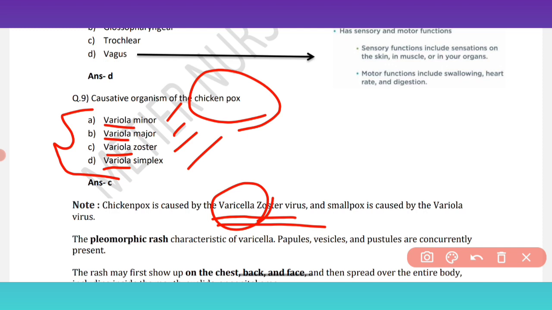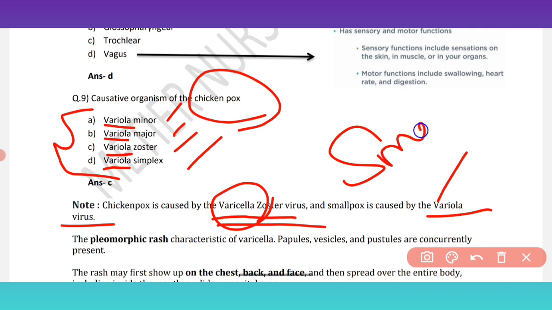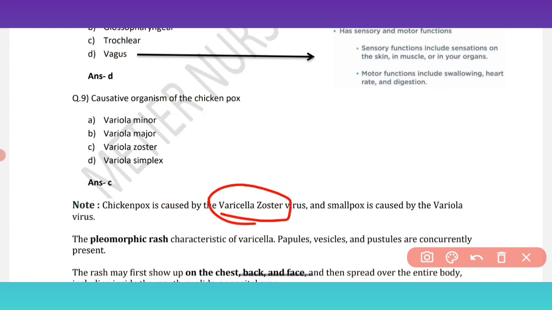If you attended this question, definitely they would have given the mark for you. Whether your answer is right or wrong doesn't matter. If you just attend this question, they would have given you the mark, because the options they have given are wrong. Variola virus is responsible for smallpox, and varicella is responsible for chickenpox. Among the varicella, which is specifically responsible for chickenpox? Varicella zoster virus. That option is not there. Instead of varicella, they have mentioned variola zoster. So we can consider variola here as varicella, and we selected this as the right answer, that is option C.